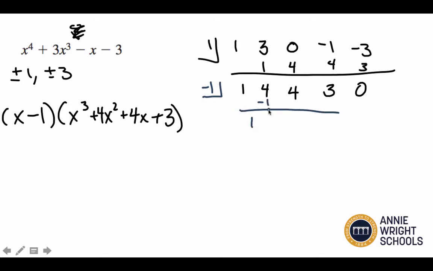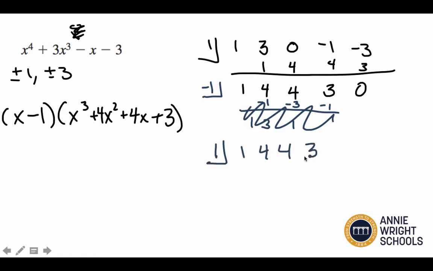1, negative 1, that gives me 3. That gives me negative 3 multiplying here. That gives me 1. That gives me negative 1. No, that didn't work. All right, so we start again. Let me try positive 1. Maybe it's a double root.